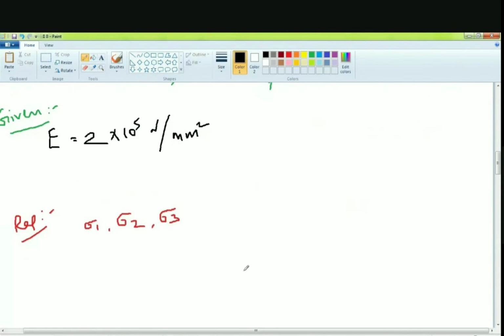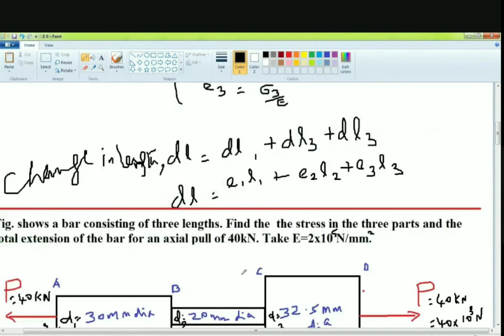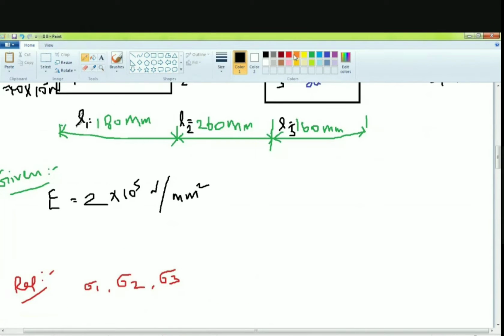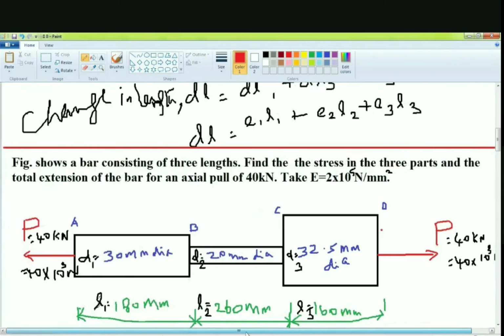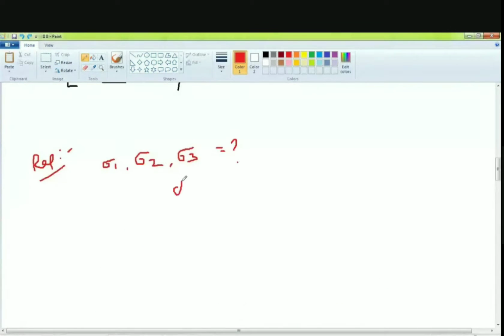Okay. So what we have to find here, yesterday we discussed that one: find the stresses in the three parts. So I have written that also. Sigma 1, sigma 2, sigma 3. And then what is another thing? Total extension. What is meant by total extension? Change in length. Good. What is the symbol for change in length? DL. So what are the two things we have to find? One is sigma, another one is change in length. So now we have to solve the problem.